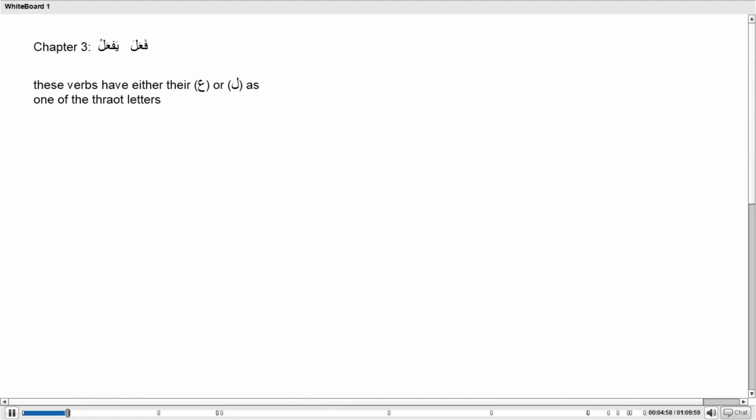And we told you also that if you happen to find a verb with a haraka on the ain which is similar to the haraka of the ain in its mudari', meaning in its present form, then there has to be an exception behind this. Okay? What is the exception here? The exception is that these verbs have either their ain or lam, either the second original letter or the third original letter, as one of the throat letters.